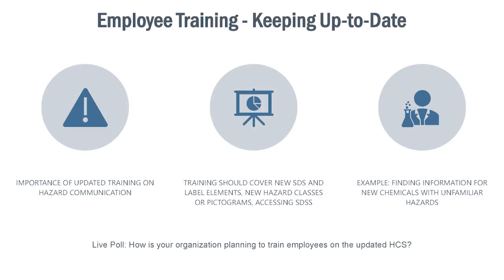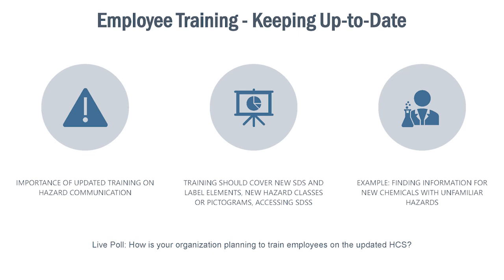Obviously, hazard communication training is important. It's how we inform people of what kind of chemicals they're working with and how to protect themselves from those chemicals. In keeping our training up to date, we cover new SDSs, label elements, new hazard classes, and accessing SDSs. And that's one of the big ones because when everybody had a giant yellow notebook on the wall, it was pretty easy. You just kind of pointed at the wall and said, okay, there's the SDSs. If you want one, go get it.